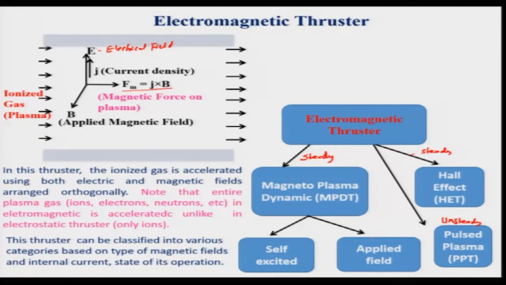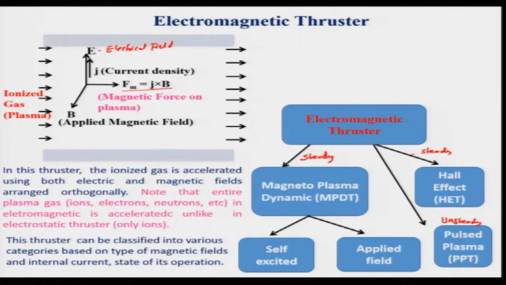In the other case, the magnetic field is applied externally to enhance performance, and that we call applied field magnetoplasmadynamics. Besides this, the Hall effect will be there, which is a current produced along the electric field, and when it interacts with the magnetic field, that gives the Hall effect. However, we will be discussing the magnetoplasmadynamic thruster. And besides this, the unsteady, what we call the pulse plasma thruster, which will be basically changing with respect to time.